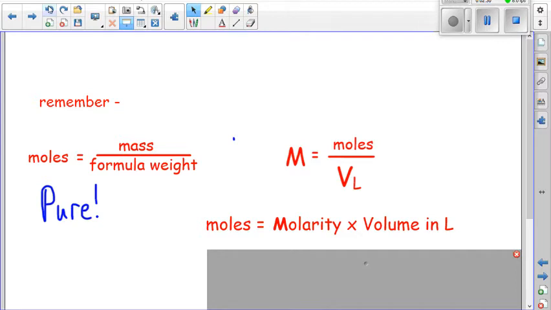Anyways, now somebody like, Mr. Fletcher, I just don't know when you divide something to get moles and when you multiply something to get moles. You need to think and you need to look at the units. You're dividing mass by formula weight when you have something pure, when you're looking at stuff in grams. If you have molarities and volumes, you must be dealing with a solution. That means your molarity times your volume is going to get you your moles. So that's why you really have to look at the units.